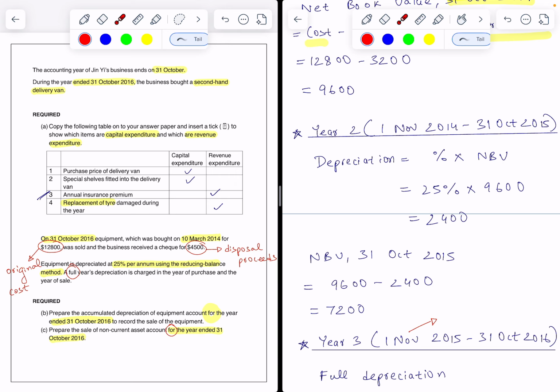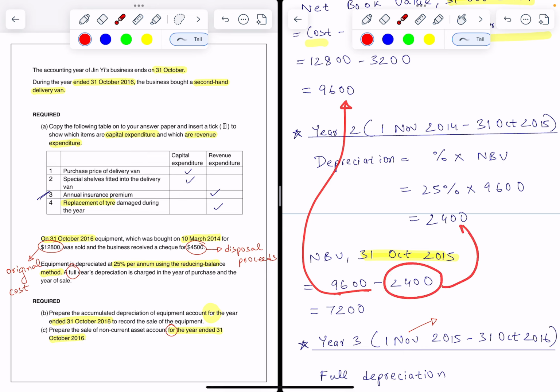Again, because we're using the reducing balance method, we want to find out the net book value at the end of the financial year. So we are finding the net book value at the end of year 2, or at 31st of October 2015. How do we calculate it? We take the net book value which we had at the end of year 1, which was $9,600, and then we subtract an additional depreciation expense of $2,400, which we have derived for year 2, and that gives us $7,200.